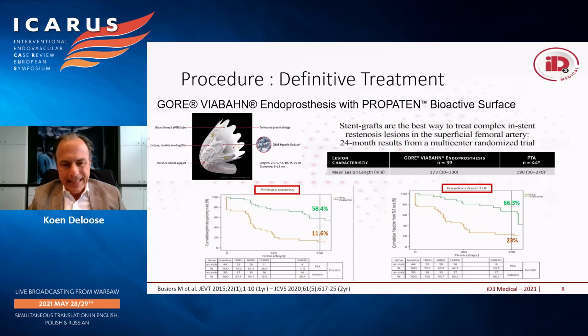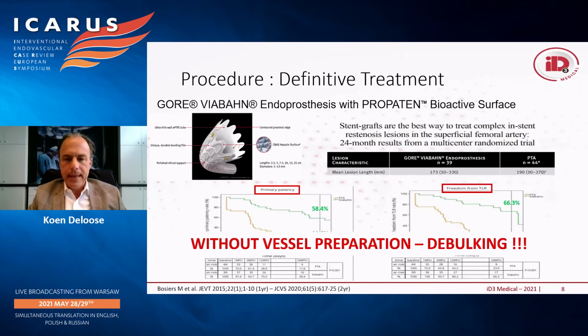And here you can notice the 2 year outcome results, and 2 years in difficult in-stent lesions, 17 centimeter mean length, is quite challenging. While you see that even there we reach a primary patency of 58.4% compared to 11% in the POBA only group. And in terms of freedom from TLR, you see that 2 out of 3, even after 2 years in these challenging lesions, are still without reintervention compared to the 23% of the POBA group.